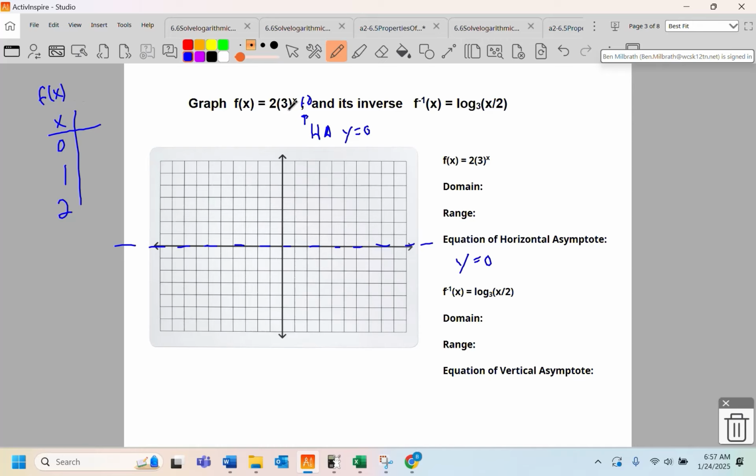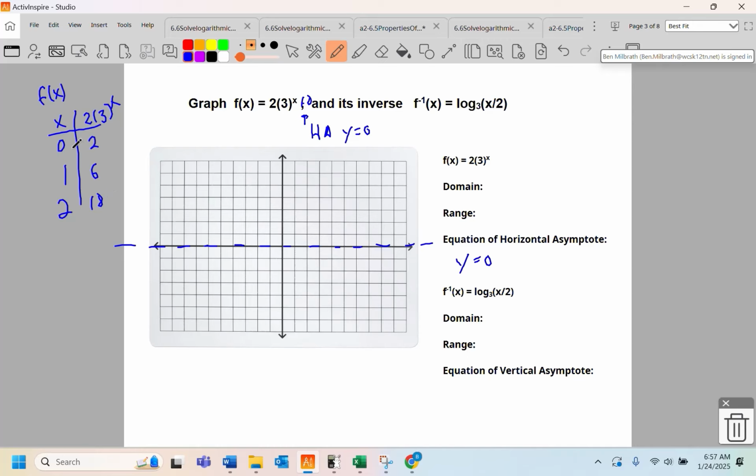If I plug in a 0, I get a 2 back. If I plug a 1 in, I get a 6 because 3 to the first is 3 times 2 is 6. If I plug a 2 in, I get an 18. Kind of interesting there, how that worked. But it is what it is. And I'm probably going to have to do a little bit more because this one's kind of funny looking.